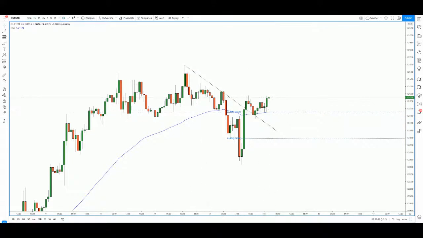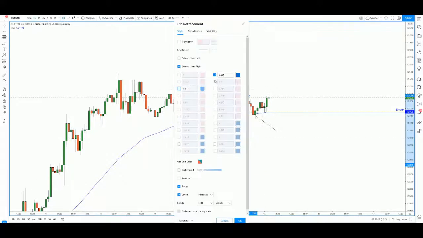So it's easy for you guys to see. Now we have a strong support over here which we can wait for price to pull back to enter. This can be our entry. And I'm going to remove the 61.8. I'm thinking more of 50%.